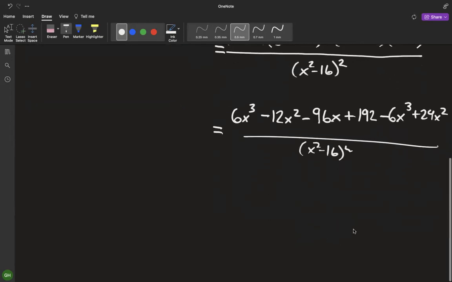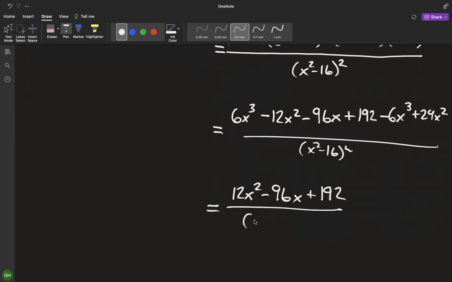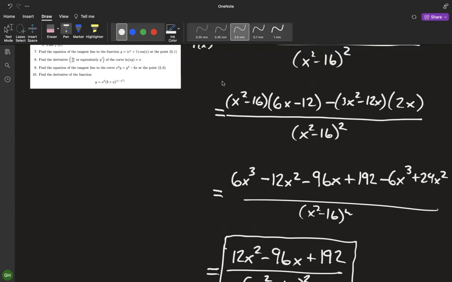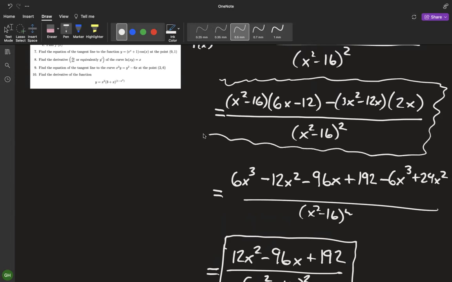which gives me the final answer, if I combine like terms, of 12x squared minus 96x plus 192 over x squared plus 3, x squared minus 16 squared. I will accept anything past here on your exam. That's fine.